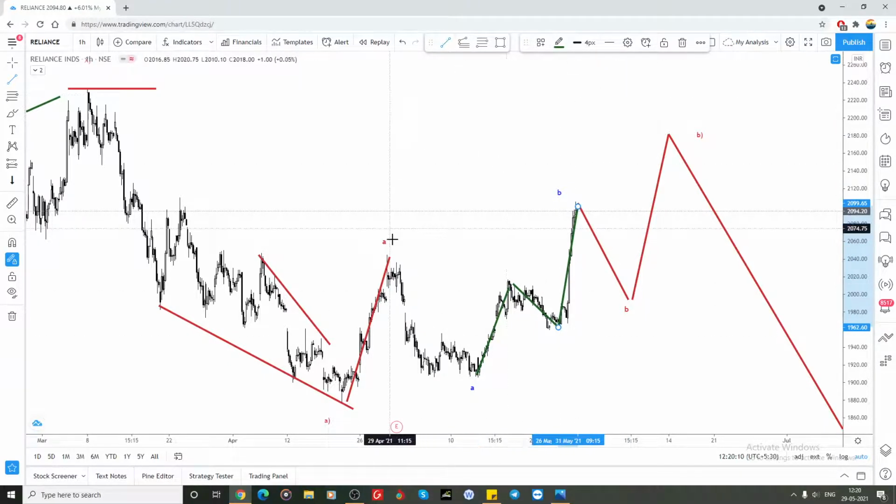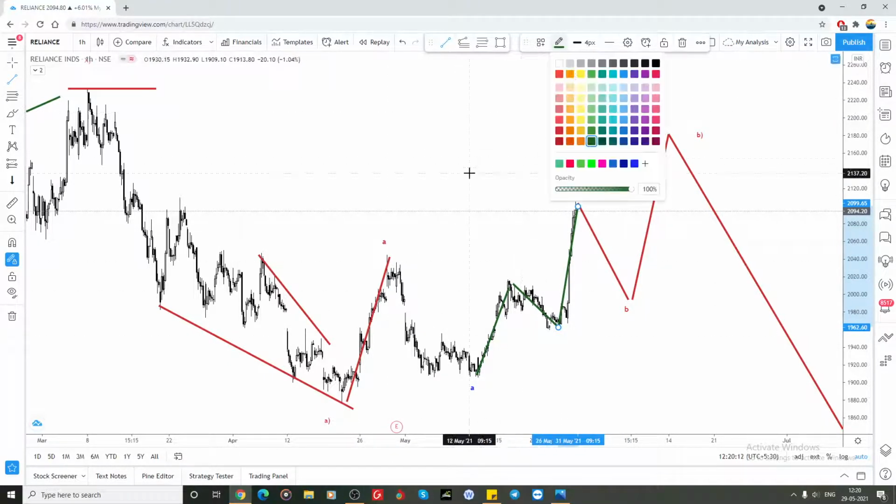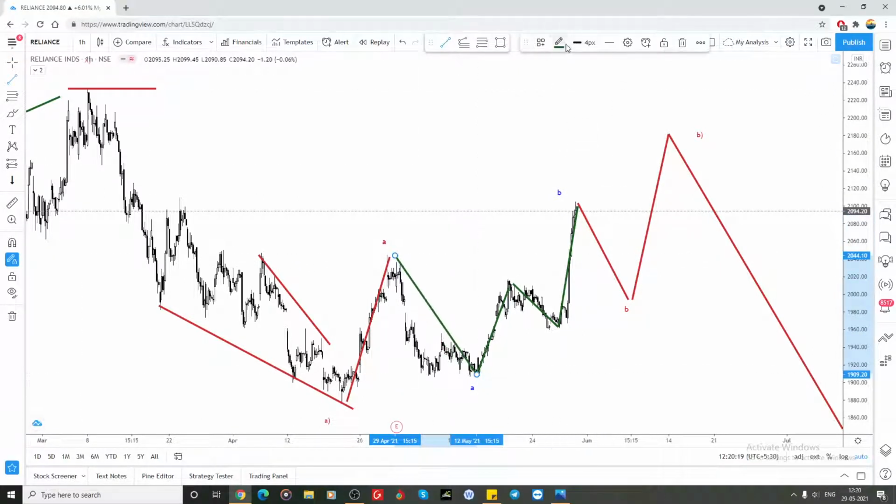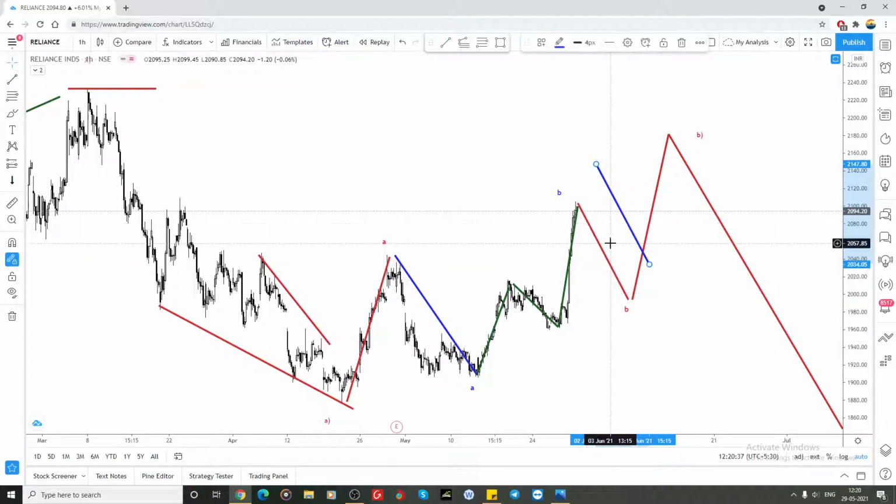So for this A, I marked 1 second. For this A, you might make it blue, and for this we need A, B, and C. So here A is an impulsive wave to the downside, and A, B, C is a B. So this is a 3-wave structure, and again this kind of impulsive wave to the downside is also possible. See, it's all possible. What I'm trying to say is all possible, and it can do from here also.